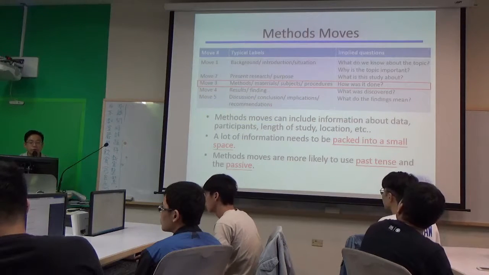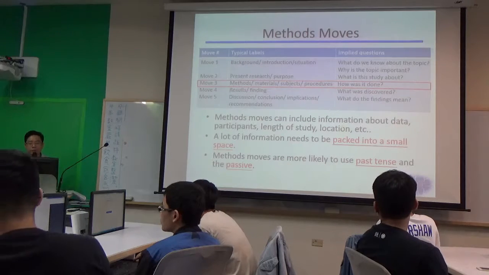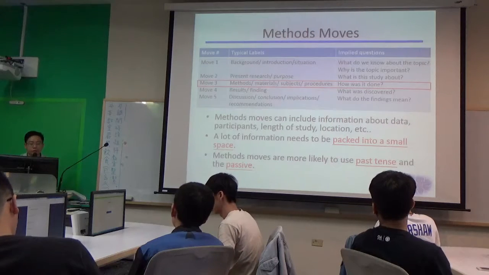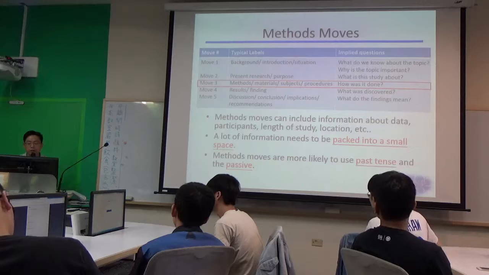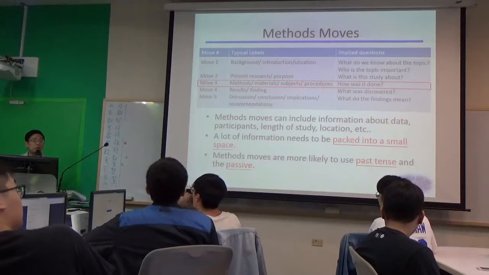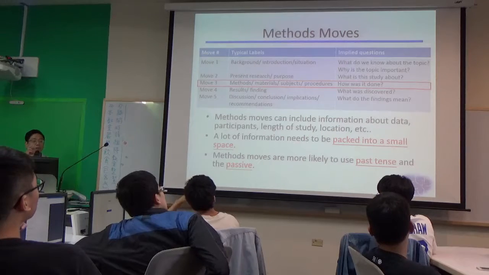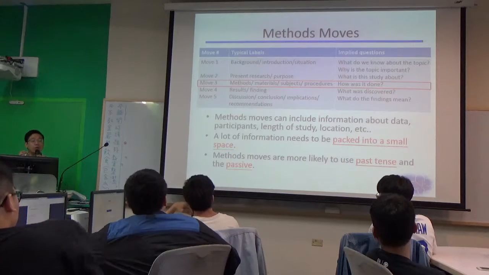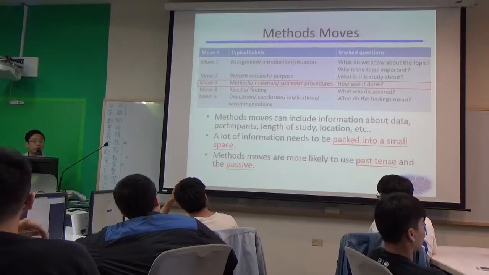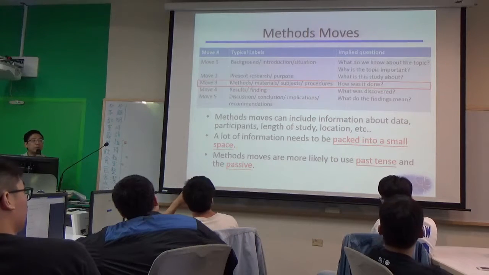Next, for move 3, the methods move can include information about data, participants, the length of study, location, etc. A lot of information needs to be packed into a small space because of the word limit. But you have a lot of things to do. You have a lot of work to do for your paper, right? So one of the difficulties of writing move 3 is you don't have much space.